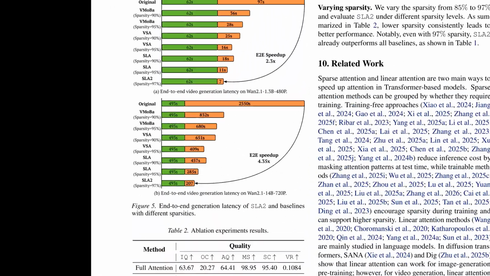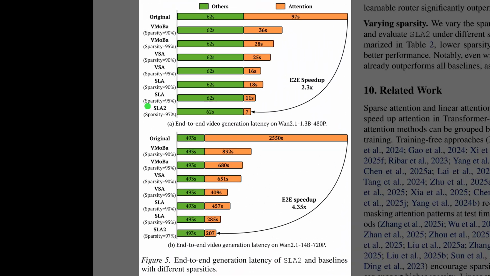Okay, while kernel speed is important, Figure 5 reveals the impact on actual user wait times. These charts split latency into two parts, the orange segments for attention and the green for other operations. In the top panel for the 1.3 billion parameter model, SLA2 shrinks the attention time from 97 seconds to just 7, driving a 2.3 times total speedup. The gains are even starker in the bottom panel for the 14 billion parameter model, where attention originally dominated at 2500 seconds. SLA2 cuts this to roughly 200, resulting in a 4.35 times faster generation.